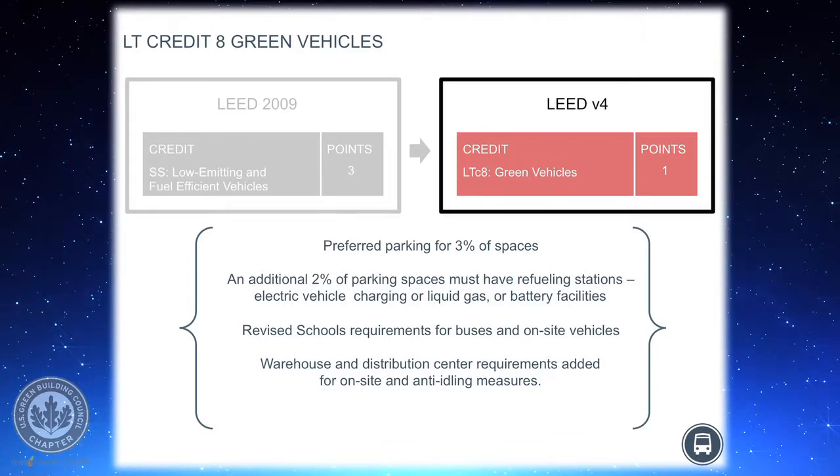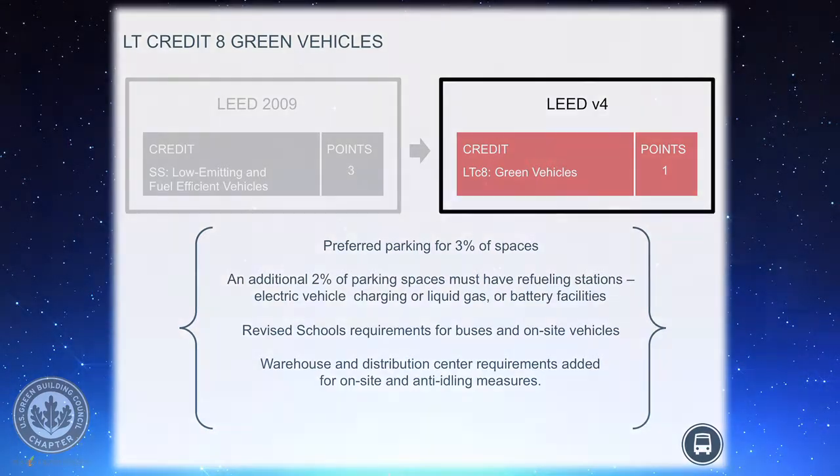The last credit in the location and transportation section is the green vehicles credit. So here it's preferred parking for 3% of all spaces. We've also added a requirement for 2% of spaces having refueling stations for electric vehicle charging. For the EBOM rating system, there's one credit in that category, just called alternative transportation. It's a performance-based credit looking at your occupants' transportation behavior. The credit is worth up to 15 points. The first point you can earn simply for conducting your transportation survey, and then you can earn up to the rest of the 15 points based on the results of the occupant surveys.